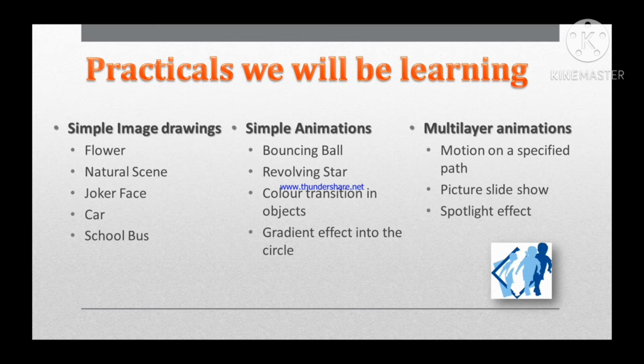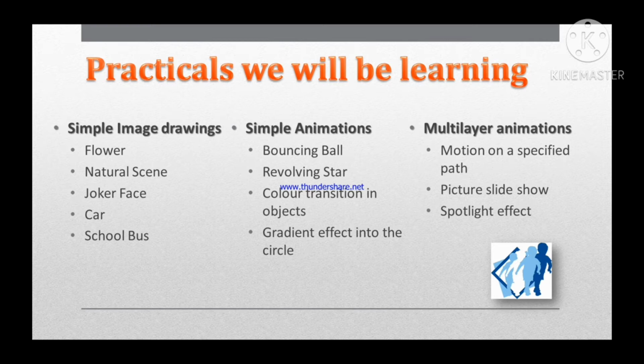Second part is simple animations. In this we are creating simple 5 second or 2 second animations like bouncing ball, revolving star, color transition in an object, gradient effect in a circle, right? And third part is multi-layer animations. Here we are creating different animations like motion on a specified path, picture slideshow, spotlight effect. All these practicals we will do one by one in a practical session.